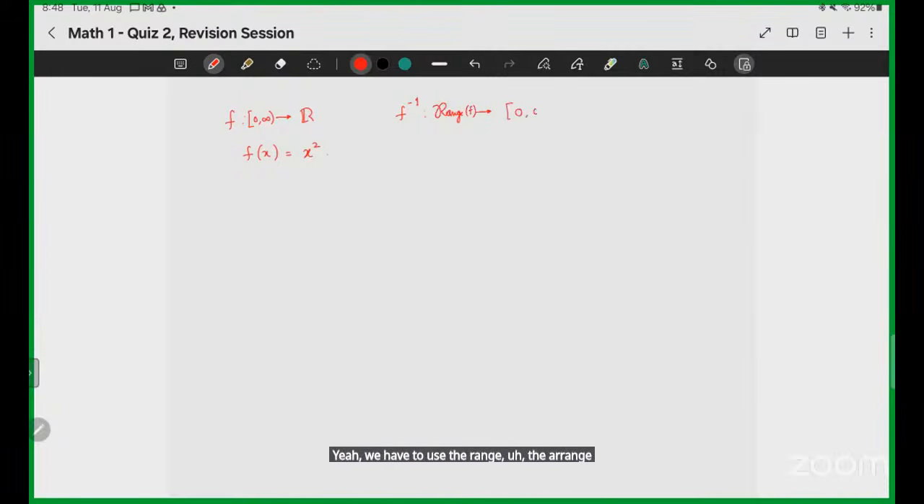Right. So what is the range of f? Even though the codomain is R, the range of f is 0 to infinity. So the inverse can be defined from 0 to infinity to 0 to infinity. The codomain for the inverse function will be the domain of the original function, right? Because your original function was something like this, and now you're doing the inverse of it. So what is f inverse of x in this case?